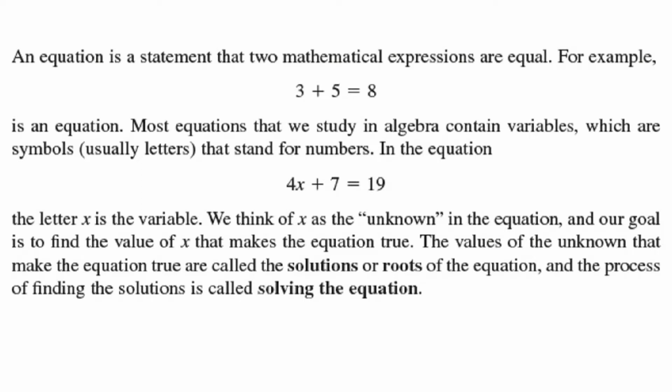So, most equations that we study in algebra contain variables, which are symbols, usually letters, that stand for numbers. In the equation 4x plus 7 equals 19, the letter x is the variable. We think of x as the unknown in the equation. And our goal is to find the value of x that makes the equation true. The values of the unknown that make the equation true are called the solutions or roots of the equation. And the process of finding the solution is called solving the equation.